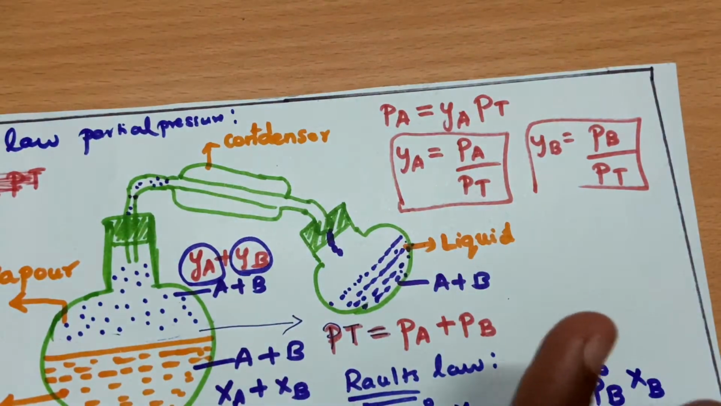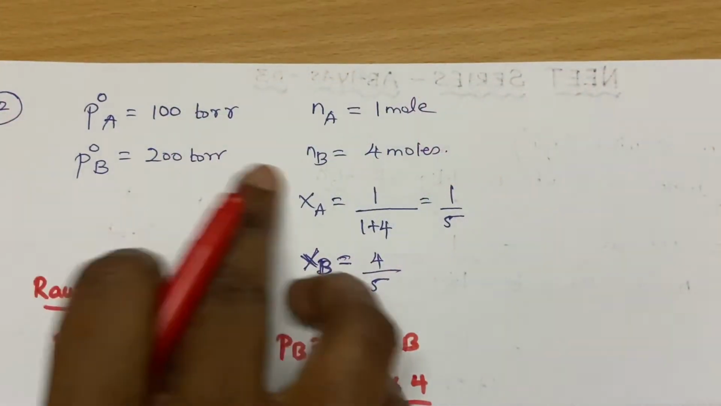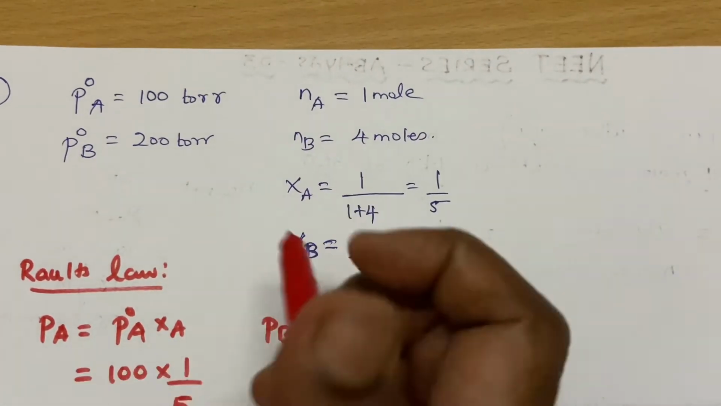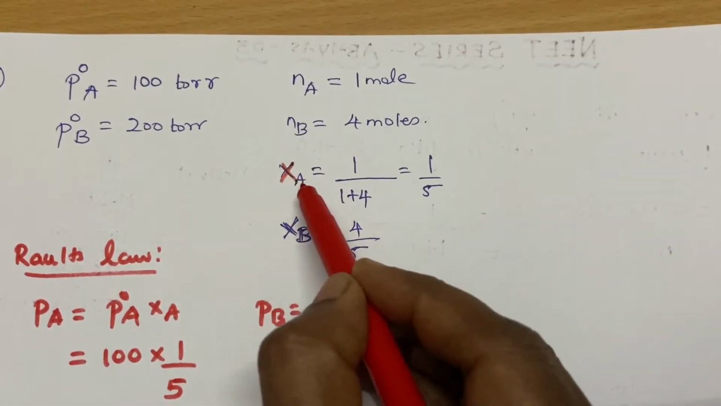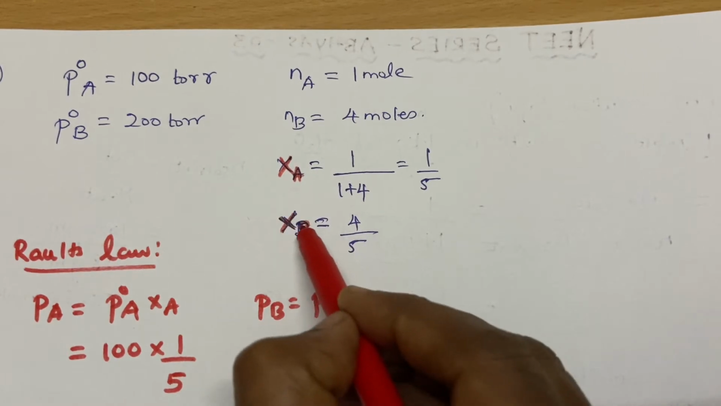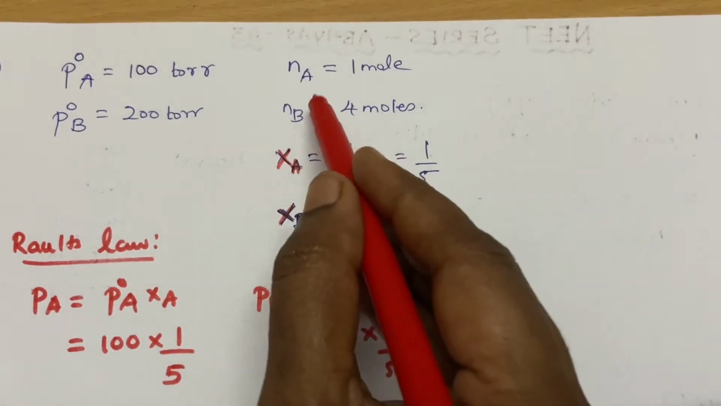So I just gave an introduction. Let's see, these are the given data, students. What I have done is I have found out the mole fraction of the molecule A and the mole fraction of the molecule B using these numbers of moles.